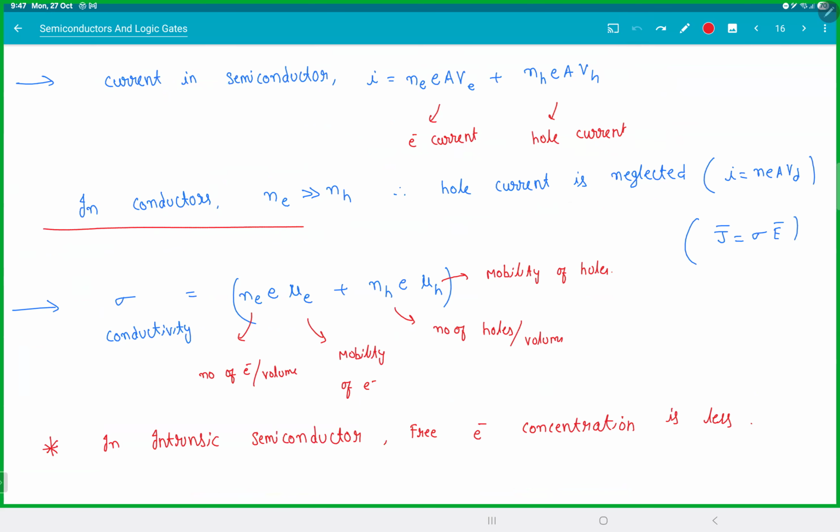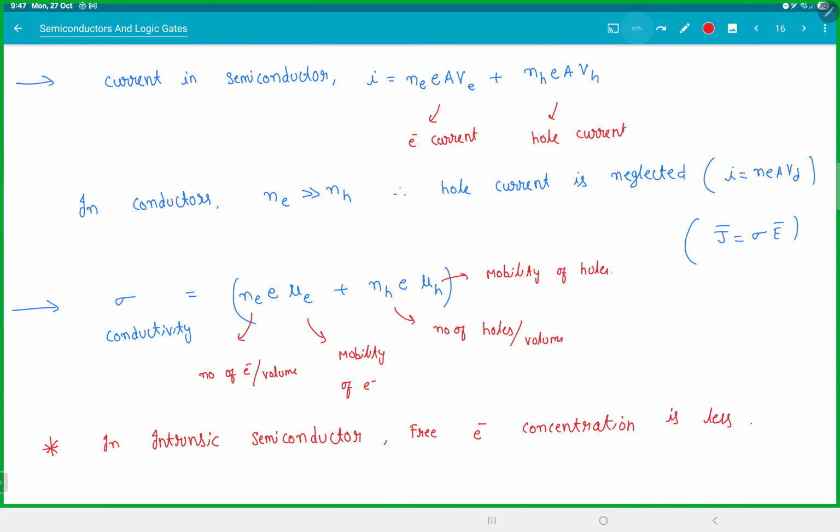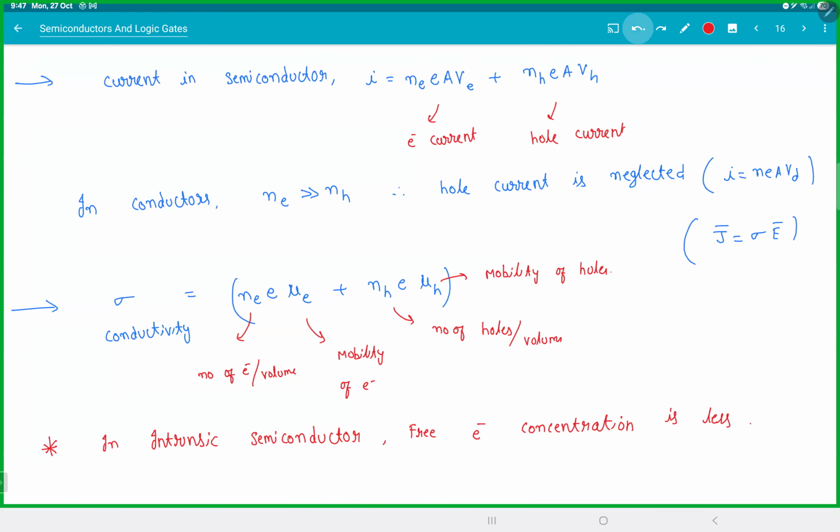In case of conductors, electrons are much, much higher, so we used to neglect the hole current. So the formula will be like this. So they do ask such things. Simple questions. They'll give you the drift velocity, they'll give you Ne, they'll give you NH, they'll give you everything. They'll ask you to find the current. You just have to use I is equal to NeAVd two times. One is for the electrons and one is for the holes.